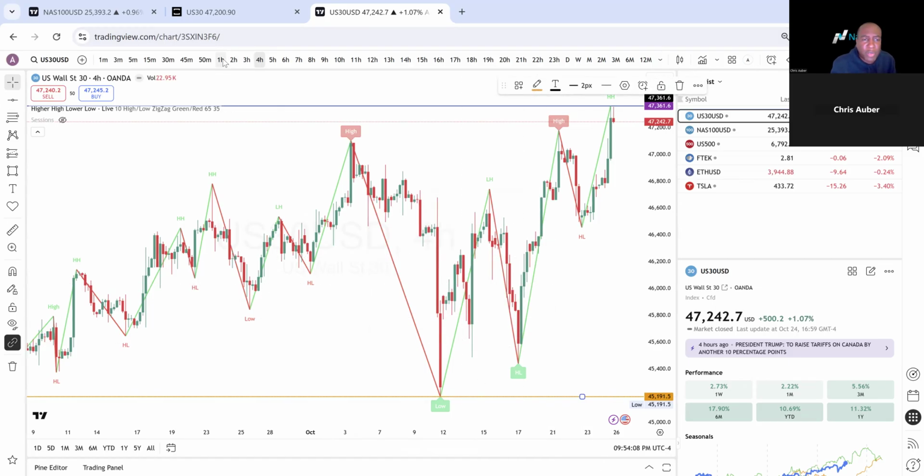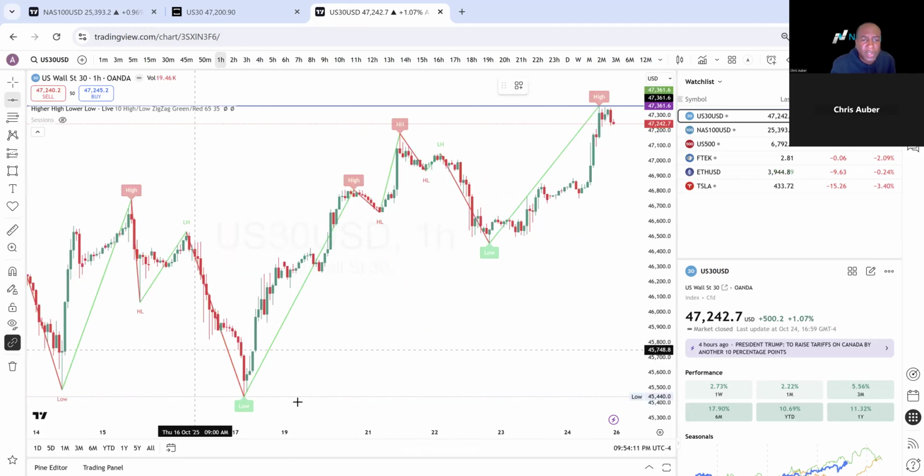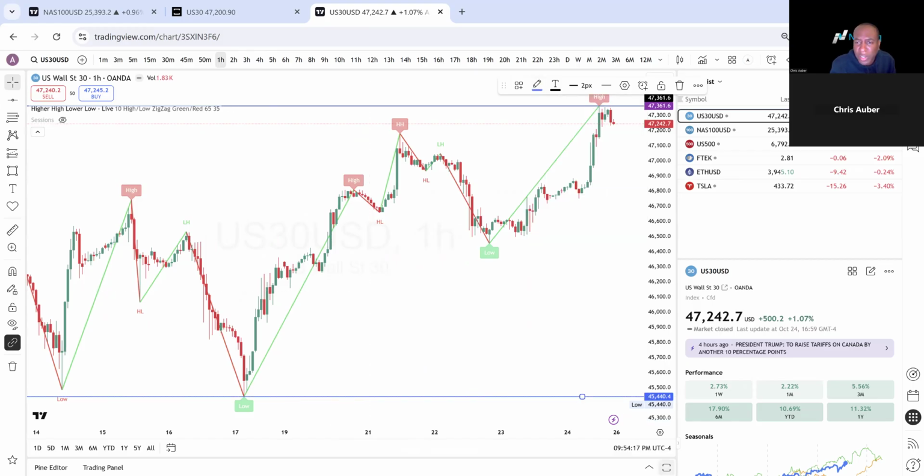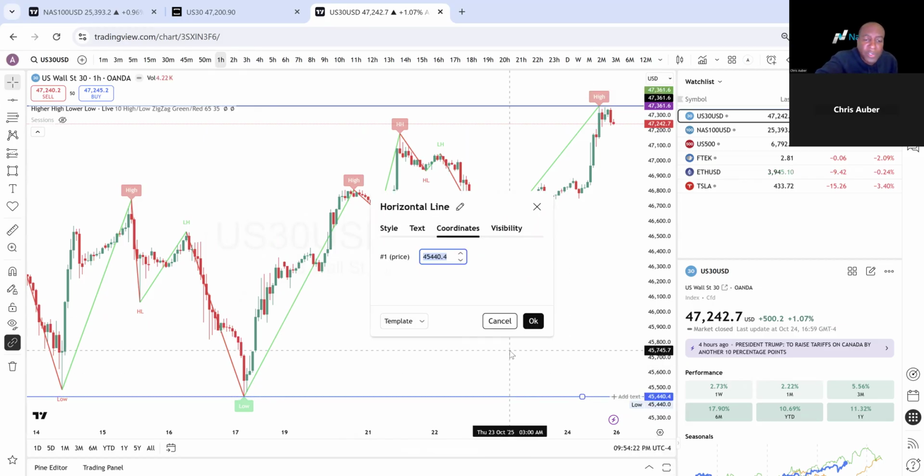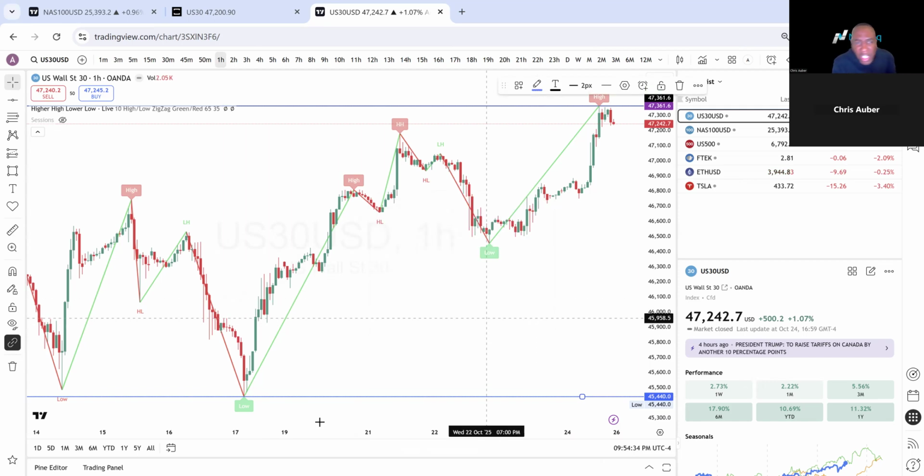Next time frame, I go to my 1-hour, do the same thing. Change that to blue. And it's 45,440. Okay. We change that, we put that in, and here we go. So we have support, resistance. Okay. After I'm finished putting in all that, then I'm going to go and put in my weekly separation lines and my daily separation lines.